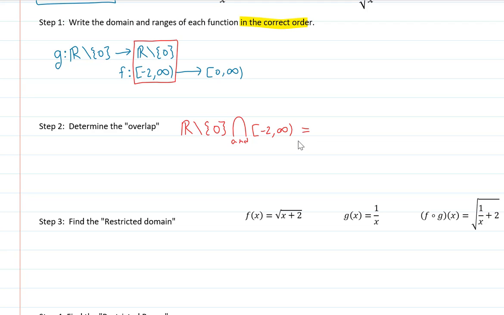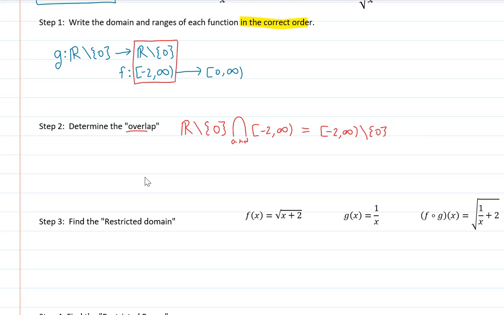Well, think about that a little bit. What that's going to be is this set, -2 to infinity, but we still need to take away 0 because 0 lives in here, and this says we're not talking about 0, so we need to take away 0. Okay, we've just found the overlap.